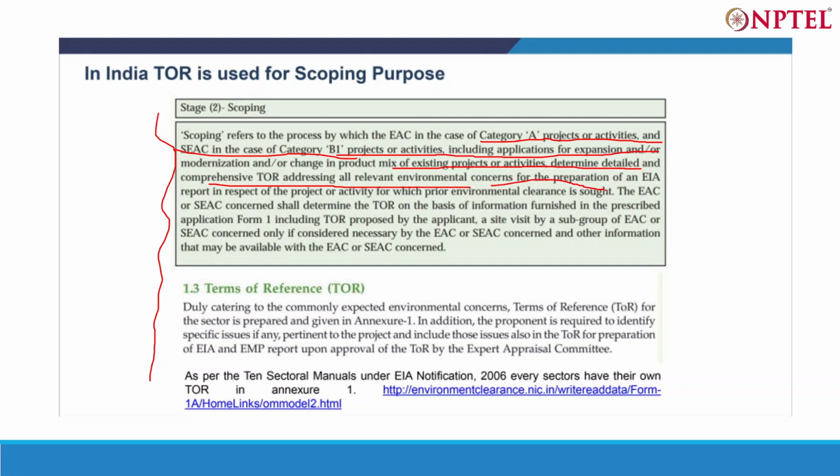environmental concerns for the preparation of an EIA report in respect of the project or activity for which prior environmental clearance is sought. The EAC or SEAC shall determine the TOR on the basis of information furnished in the prescribed application Form 1, including TOR proposed by the applicant, a site visit by a sub-group of the EAC or SEAC only if considered necessary by them, and other information that may be available with the EAC or SEAC concerned. So this is scoping.